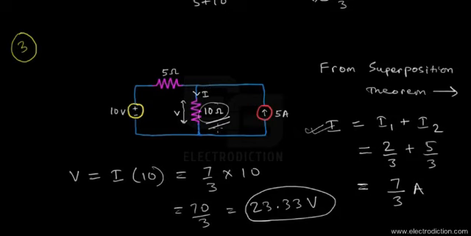So in 3 steps you've solved a network using the superposition theorem. That's great. Now we have our required result, and with that we come to the end of our tutorial discussion on the superposition theorem.